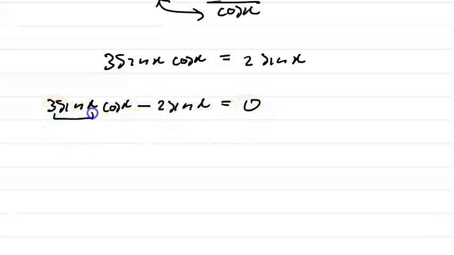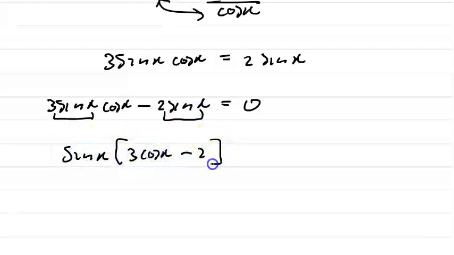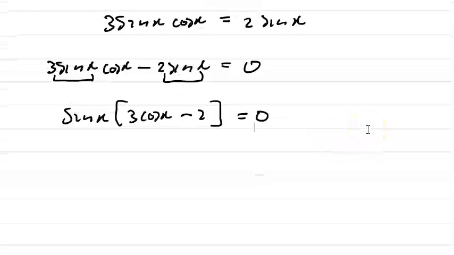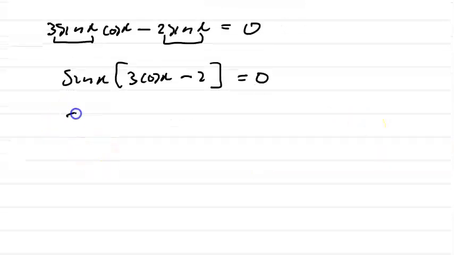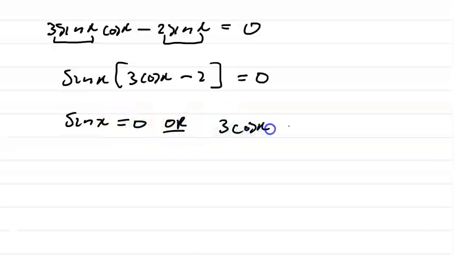As you can see now, we've got sin x, which we can remove as a common factor. So you're going to say sin x into 3 cos x minus 2 equals 0. So we took out sin x as a common factor. What are we going to be left with? Well, we can be left with sin x equals 0 or 3 cos x minus 2 equals 0.